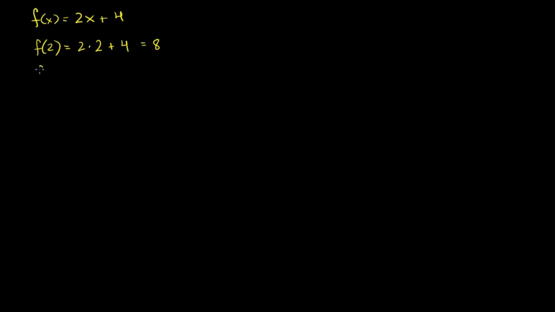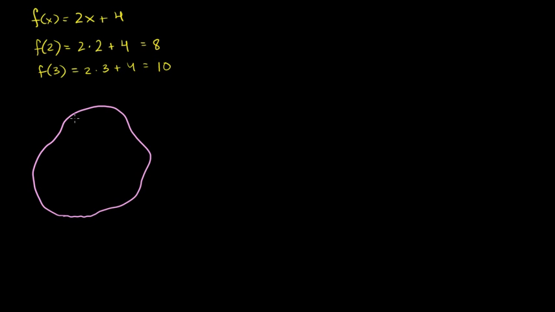I could take f of 3, which is 2 times 3 plus 4, which is equal to 10. Right? 6 plus 4. So let's think about it in a little bit more of an abstract sense. There's a set of things that I can input into this function. You might already be familiar with that notion. It's the domain. The set of all of the things that I can input into that function. That is the domain.